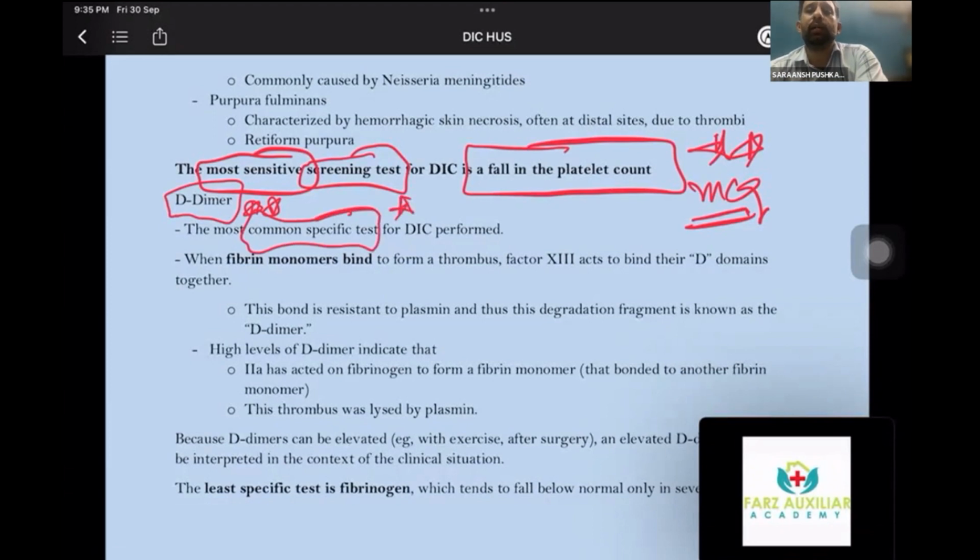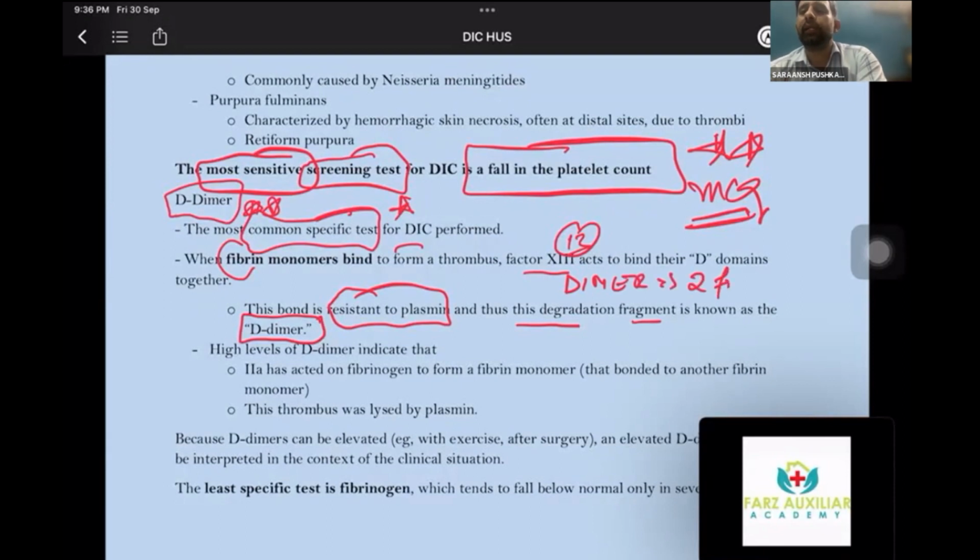How D-dimer becomes a specific test for DIC: when the fibrin monomers bind together to form a thrombus, factor 13 acts to bind their D domains together. Now this bond is resistant to plasmin, and thus this degradation fragment is known as the D-dimer. Dimer means composed of two fibrin monomers, and because they are bound at their D domains, it is called a D-dimer. So never forget it.